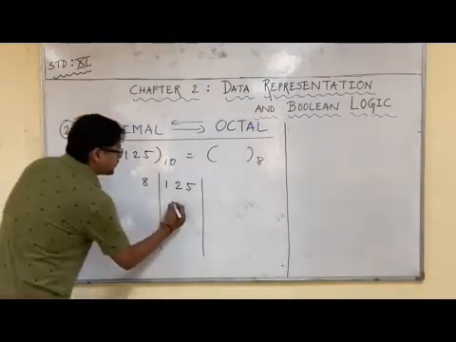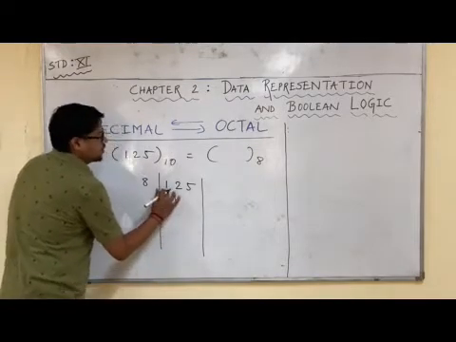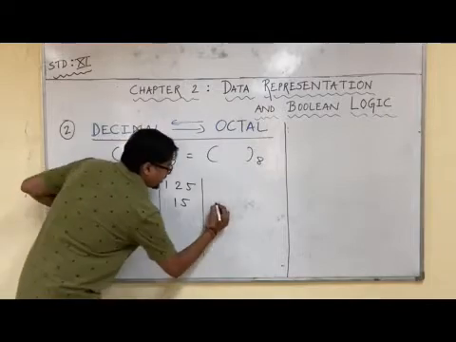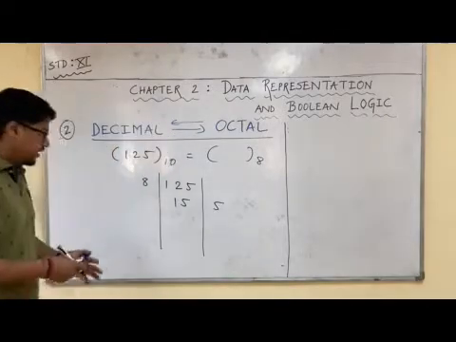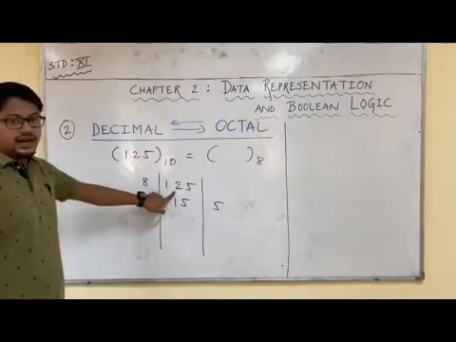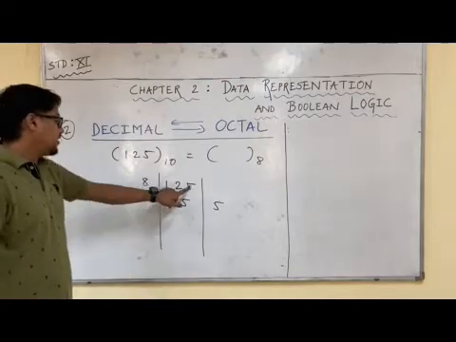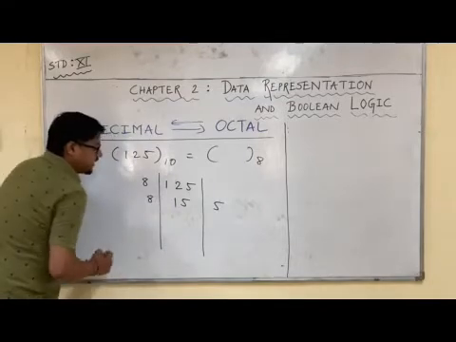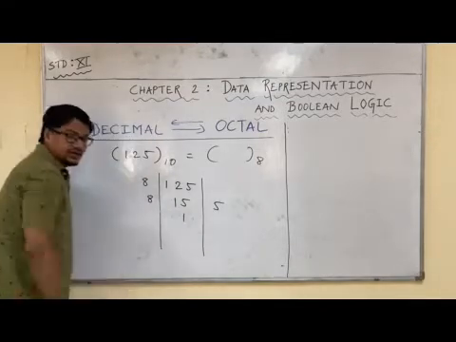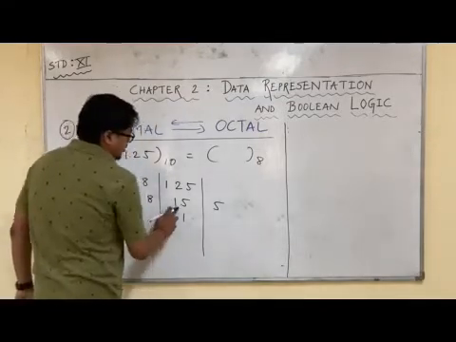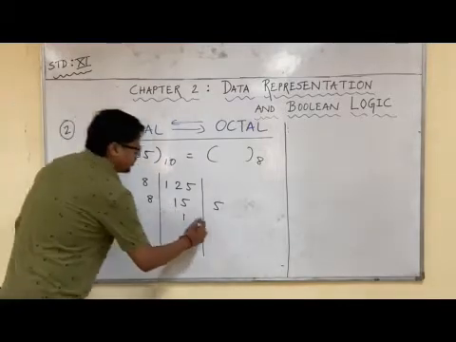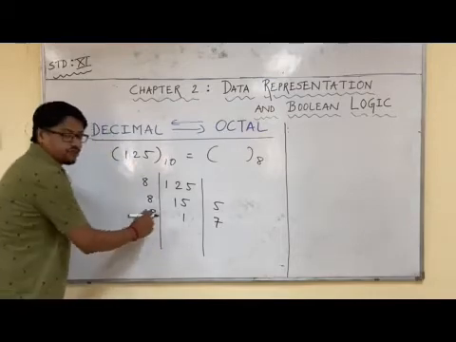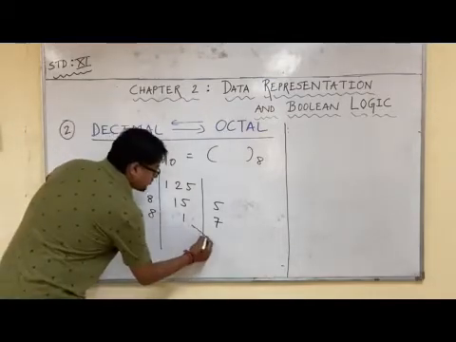So 8 ones are 8, 4 will be left, 8 fives are 40, and the remainder will be 5. Okay, I check again. 8 ones are 8, 4 is left, 45, 8 fives are 40, remainder is 5. Again dividing by 8, 8 ones are 8 only, and 15 minus 8, the remainder will be 7. Again dividing by 8, division of 1 by 8 is not possible, so we will carry it down.